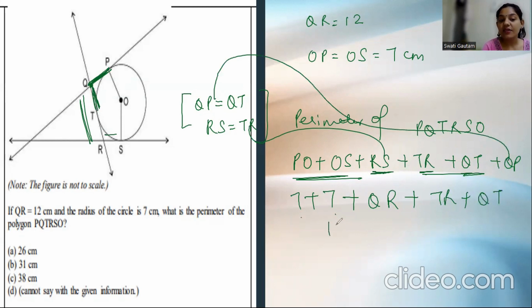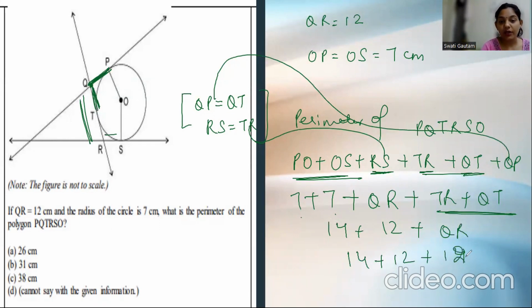Now 7 plus 7 is 14. QR we know, which is 12. And what is TR plus QT? Again, it is QR only. So 14 plus 12 plus, not 14, 12 only. Right? 12 is given, QR is 12. So 12 plus 12, 24. And 24 plus 14 is 38. So the perimeter of this is 38. So C is the correct answer, right?